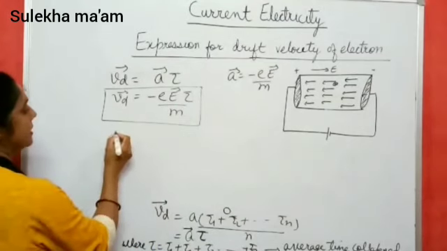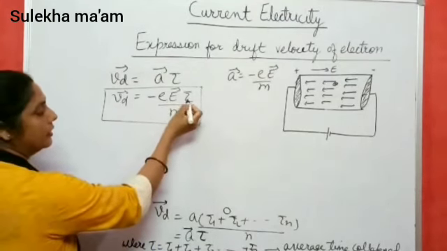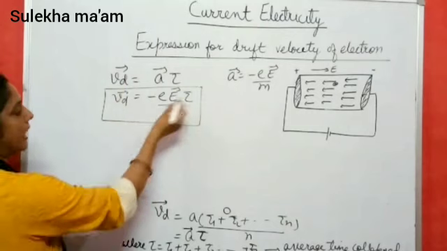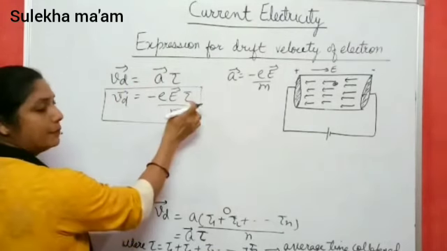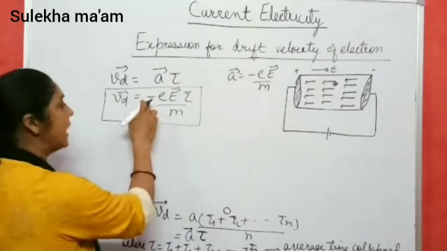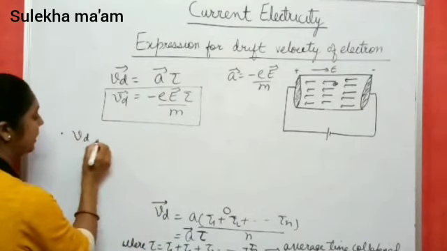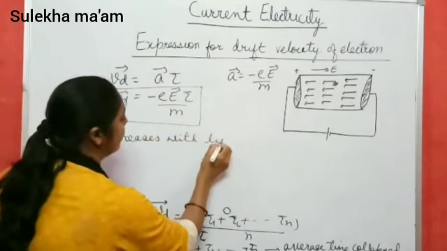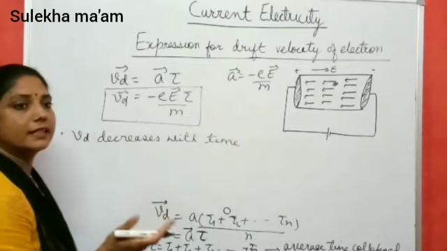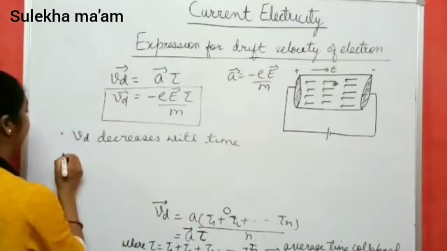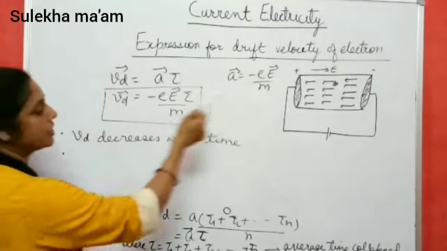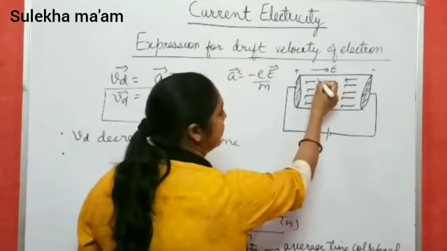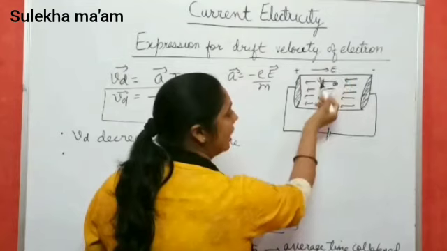This shows that Vd is dependent on the average time between collisions and the electric field. The first point: is Vd proportional to tau? No, the negative sign shows that the drift velocity Vd decreases with time. As the time increases, drift velocity decreases. And the second point: what is the direction of the drift velocity? Look here. Electrons move towards this side, and that is the drift velocity. And the electric field is opposite to this.